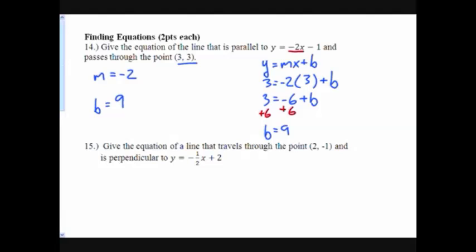So now I have the slope, the y-intercept. Now I just plug it into slope-intercept form. So it's y equals a negative 2x plus 9. And that's it. Okay, find the slope, find the y-intercept, plug it in.